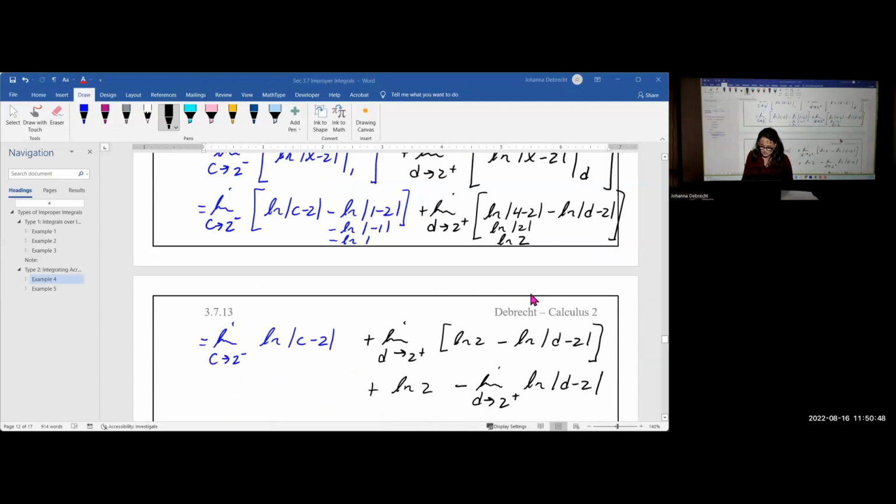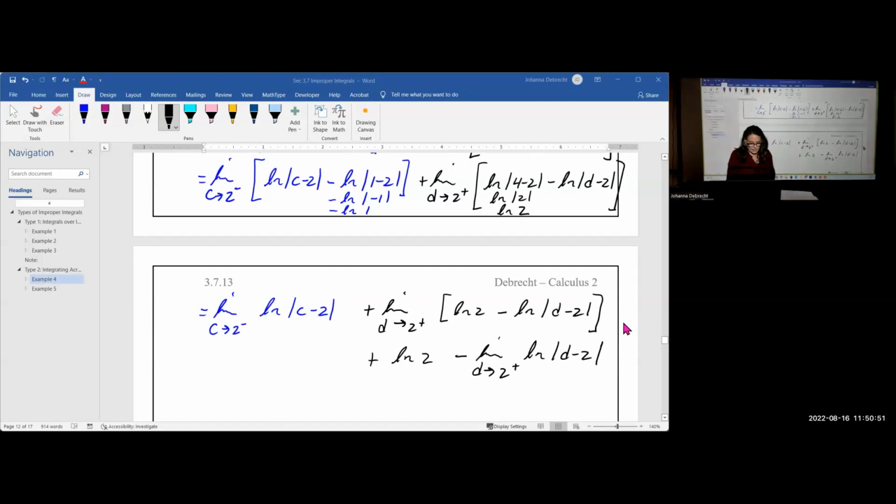Now, when I scroll down a little bit more, I can take it a little bit further. I still need to evaluate this limit here in blue. And on the right, for the two that are in black, the limit of a constant is the constant. So I get natural log of 2 as a constant. And then I can pull the negative outside of the limits.